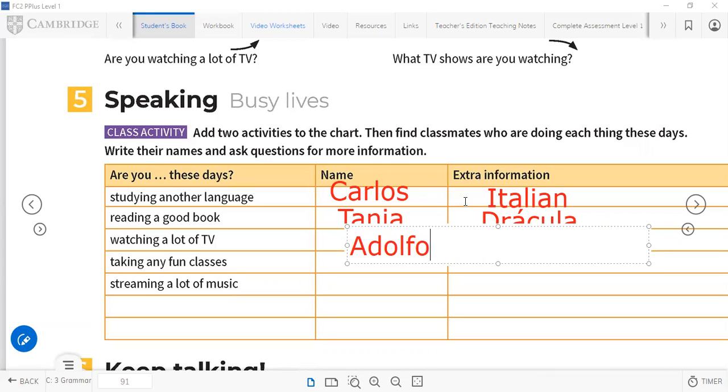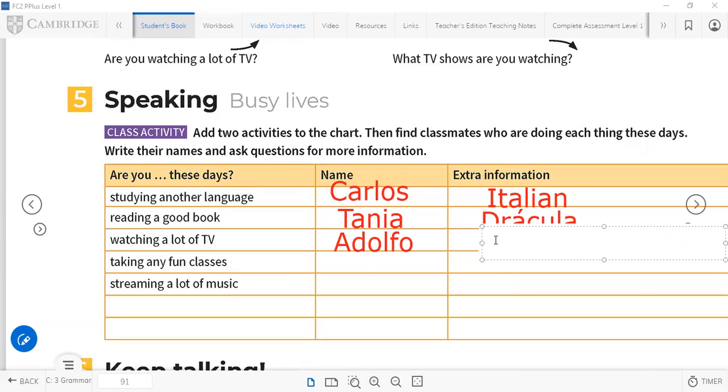Watching a lot of TV, one example we can say: Adolfo is watching a lot of TV, but what kind of thing? Maybe he's watching movies. Movies is one example.